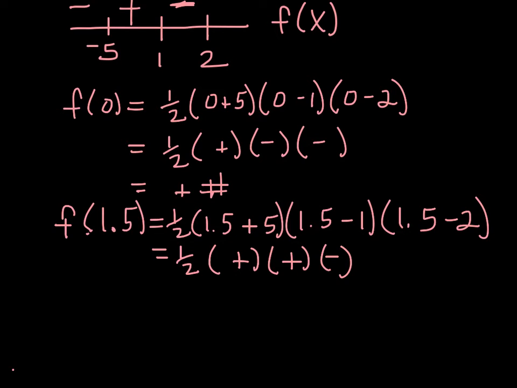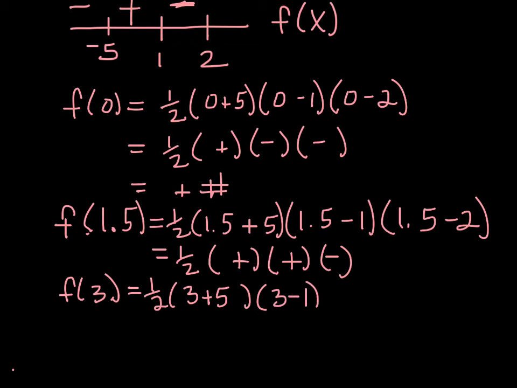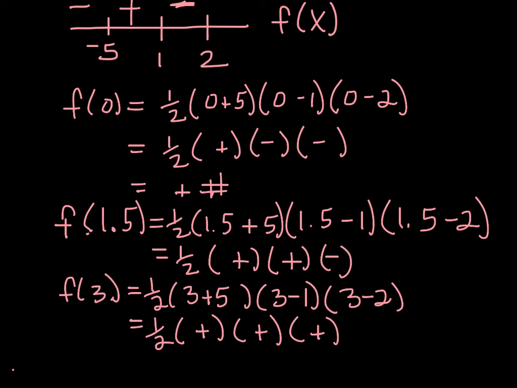And then the last one we're going to do is we're going to try to squeeze this in. We're going to try f of, we need something bigger than 2. So let's say 3. Okay? So we're going to do 1/2. We're going to do 3 plus 5. Then we're going to do 3 minus 1. And then we're going to do 3 minus 2. So we have 1/2, which we know is positive. This will give me a positive. 3 minus 1 will give me a positive. And 3 minus 2 will give me a positive. So those are all positives, so we will have a plus sign there.